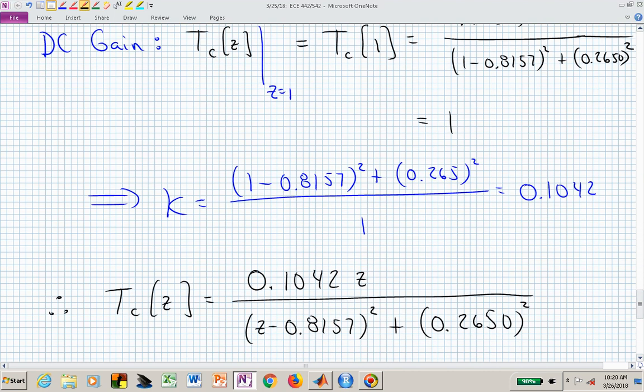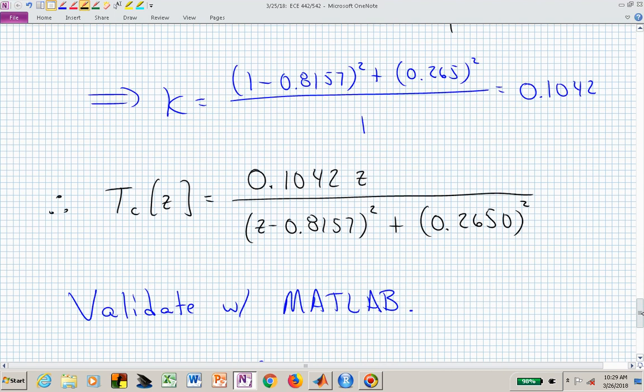That now gives us the desired transfer function that we want. Capital T sub c of z is 0.1042 z over this second order denominator. It should have a DC gain of 1, and it should have a peak time of 10 sample periods and a 1% settling time of 30 sample periods. That's by design. We want to try to validate that now using MATLAB, and we can do that by entering these two polynomials, the numerator polynomial and the denominator polynomial, into MATLAB.